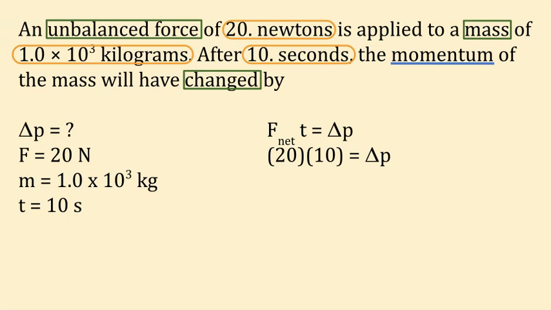I plugged in 20 times 10, and that's equal to delta P. And then I got 200 kilograms times meters per second equals delta P. And that's my answer. I don't have to worry about mass. It just wasn't part of the formula, and that's totally fine.